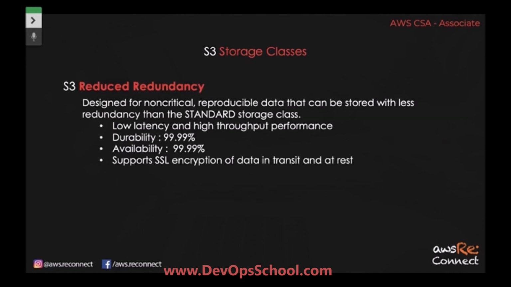Right. Then the third one is S3 reduced redundancy. It is designed for non-critical, reproducible data that can be stored with less redundancy than the standard storage class. So it also features the same low latency and high throughput, durability, availability 99.9%, and SSL encryption. So the reduced redundancy storage is for non-critical and reproducible data. Reproducible data means things like thumbnails or any temporary files.